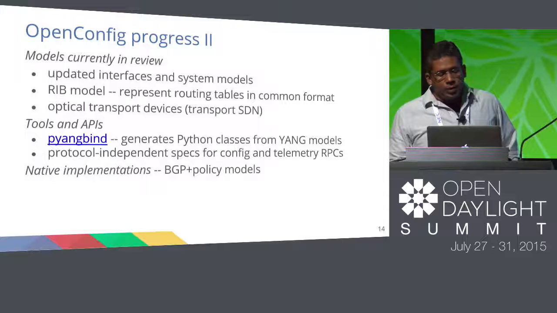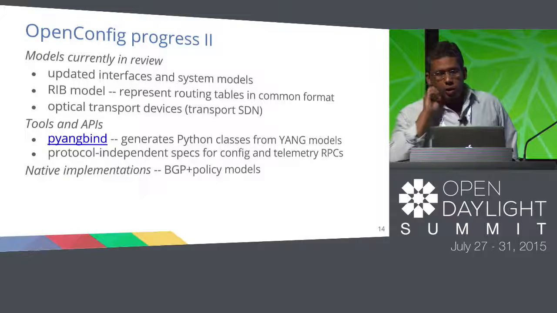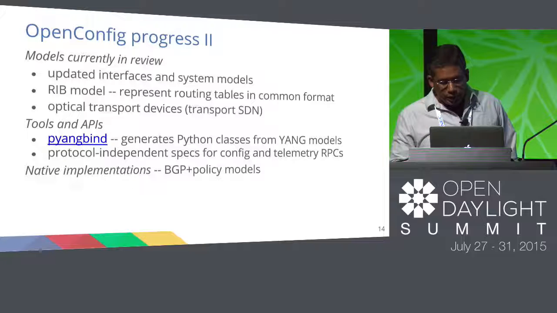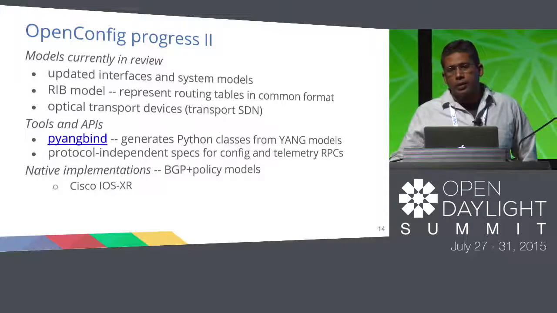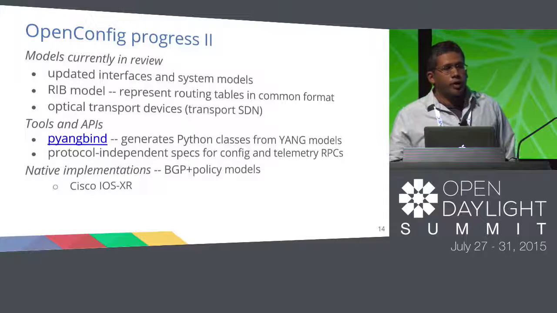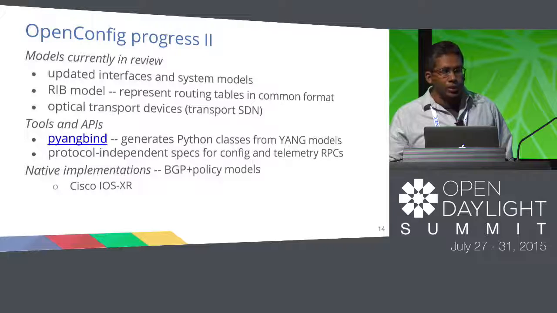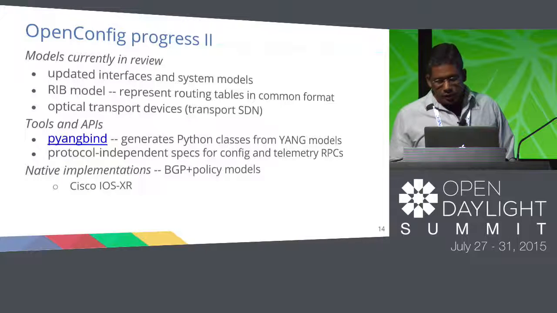And then native implementation. The first and most mature models that we published, or the first couple of models, are around BGP and routing policy. And I'm happy to say that Cisco is supporting the models in IOS XR. Starting with release 5.3.2, you'll be able to configure BGP using OpenConfig data models on a Cisco device, both the virtual version and the real IOS XR hardware.